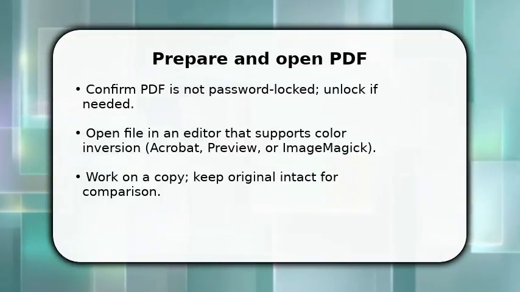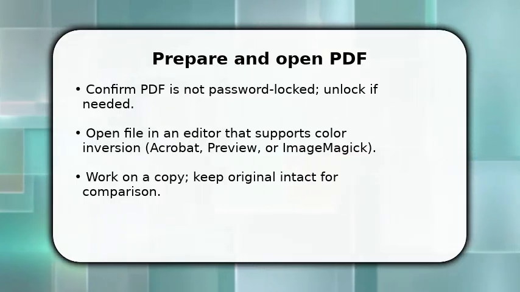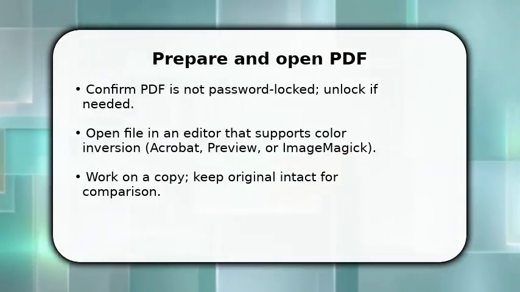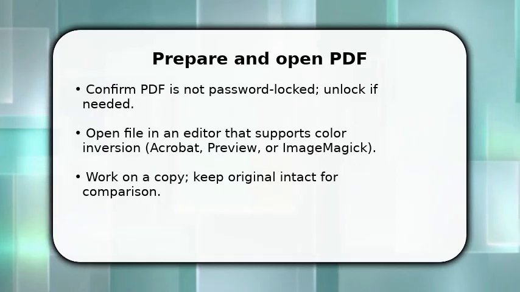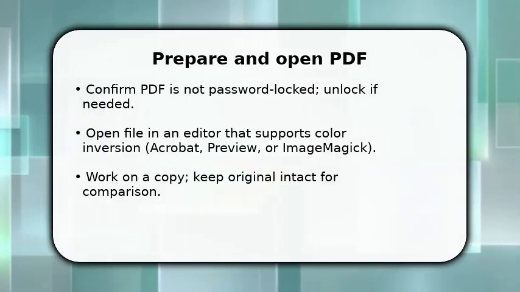You start by confirming the file is editable and making a copy so you never overwrite the original. Once done, open the copy in a tool that supports color transforms: Acrobat for GUI users, Preview on Mac, or ImageMagick for command line. Make sure you can view all pages; scroll to verify content.